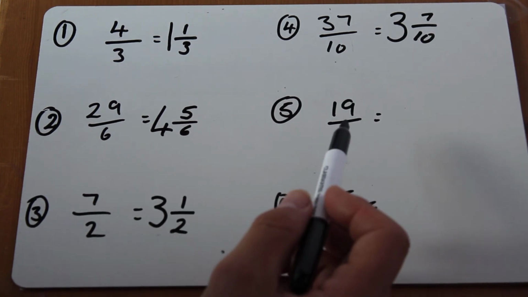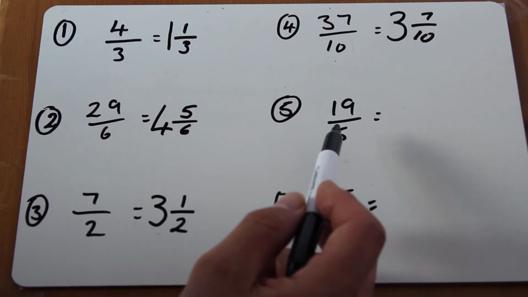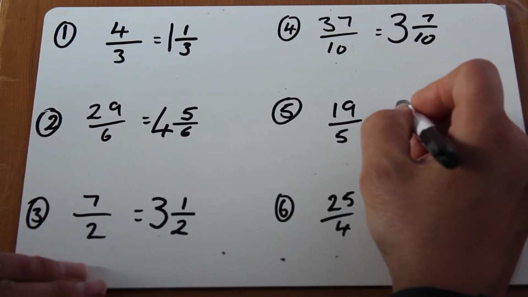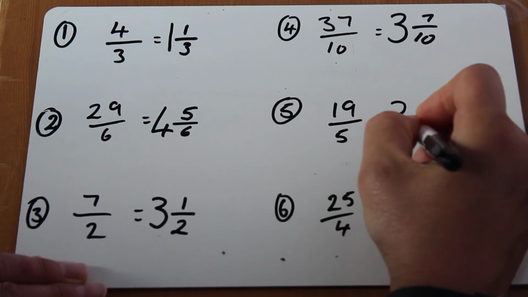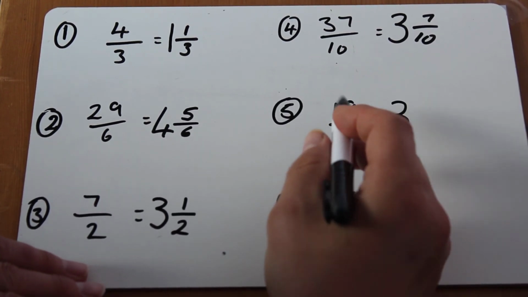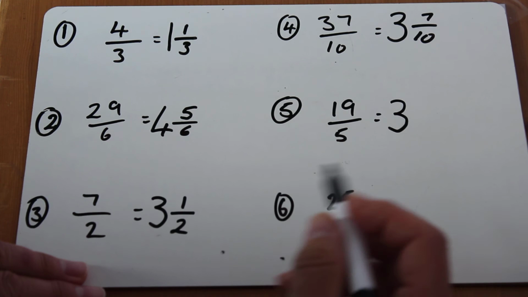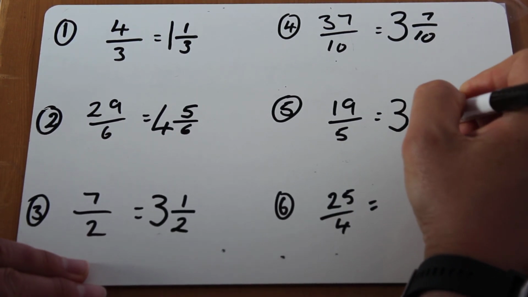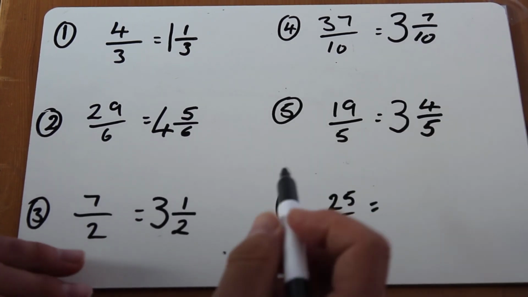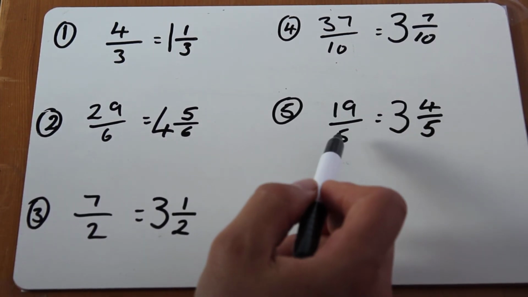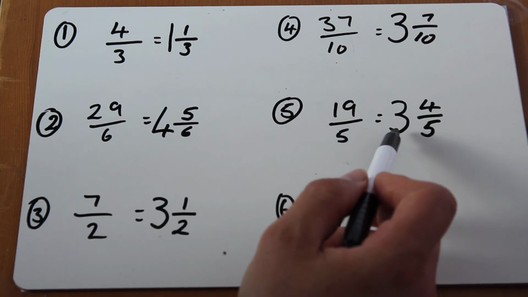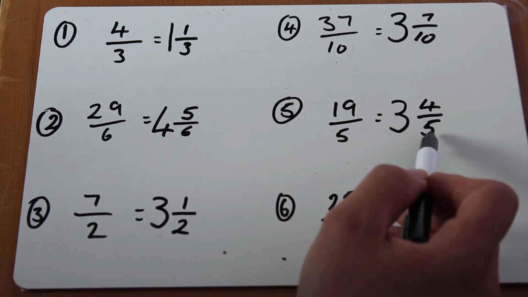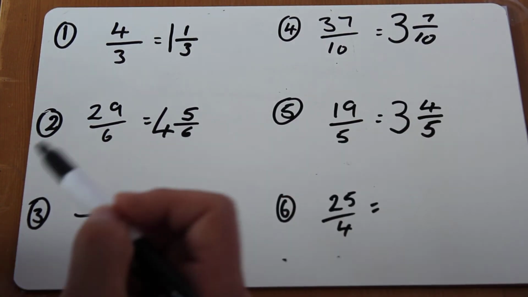On question number 5, 19 divided by 5, or how many 5s are in 19, it's exactly the same thing. Again, the whole number is 3, because 3 times 5 is 15, which means that there's a remainder of 4. So 4 becomes my numerator, and 5 is my denominator. So 19 divided by 5 is 3. 3 5s are 15. There's a remainder of 4, and then my denominator stays the same.